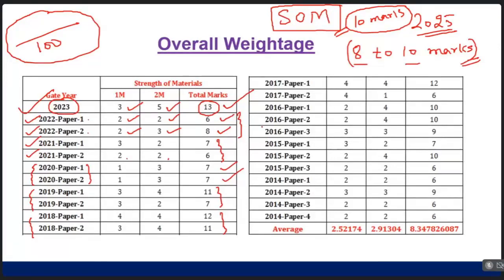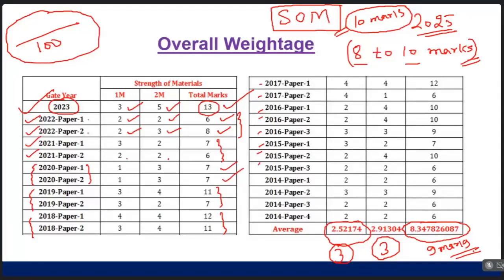Every year you can expect a 10 marks question from this subject, strength of material, as you can see in this data here. Similarly for 17, 16, 15, 14 here we have. On average, for 1 mark questions we have 2.5, that means 3 questions on an average of 1 mark, and 3 questions on an average of 2 marks, and near about approx 9 marks on an average from this subject in mechanical as well as civil. Okay, you can consider it as around 10 marks on an average out of 100 marks.